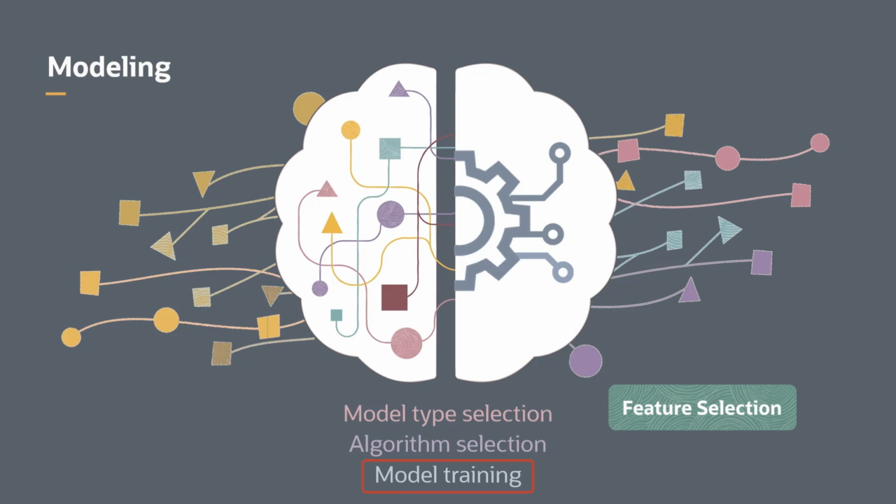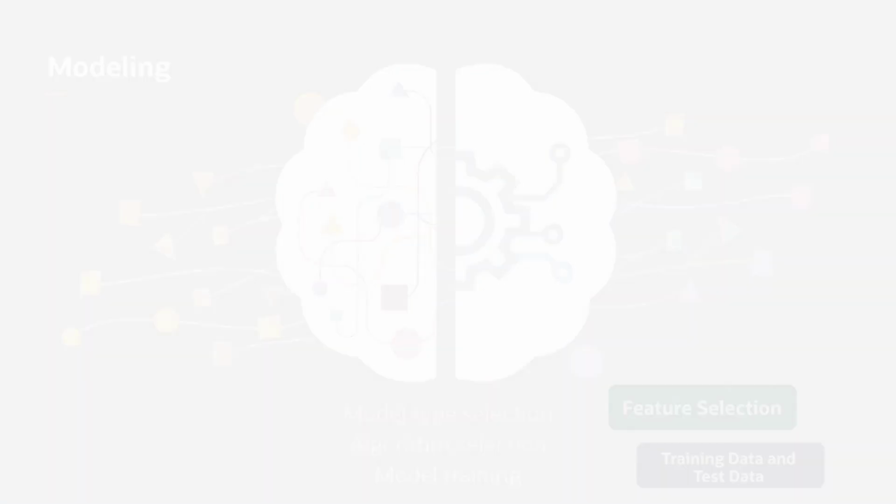During model training, the data set is split up into training and testing sets. The training data set is used to train the model, and the testing data set is used to see how well the model performs on data it has not seen.